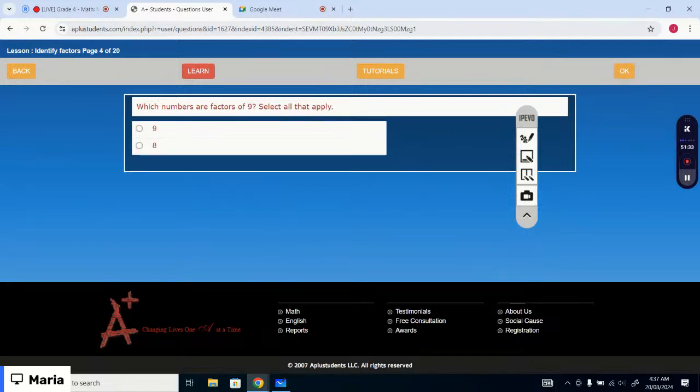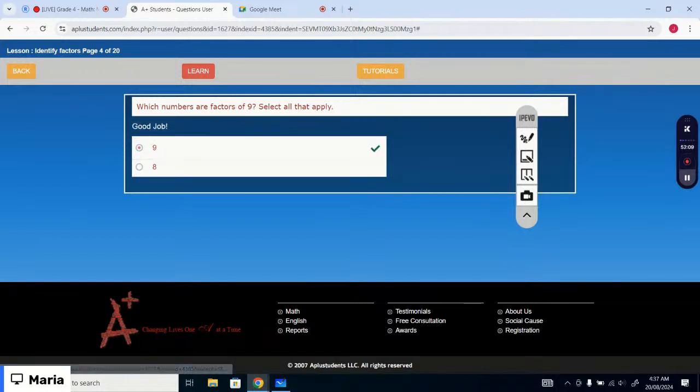Which numbers are the factors of 9? Which is the correct option? The correct option is 9. Option number 1 is the correct option.